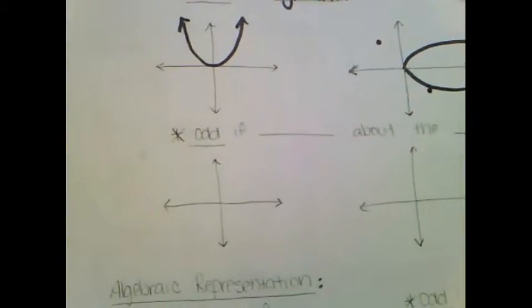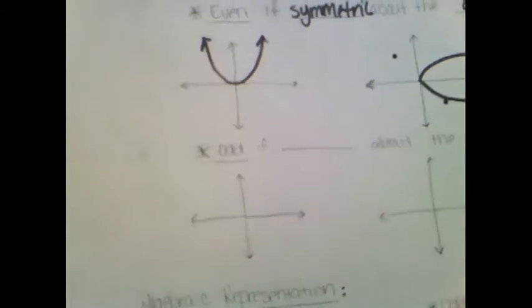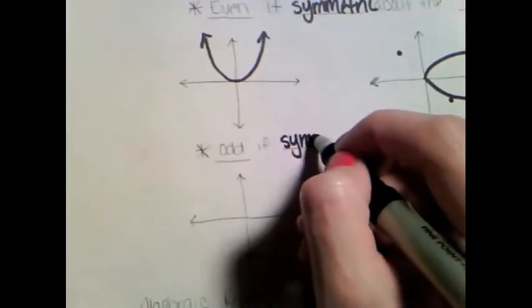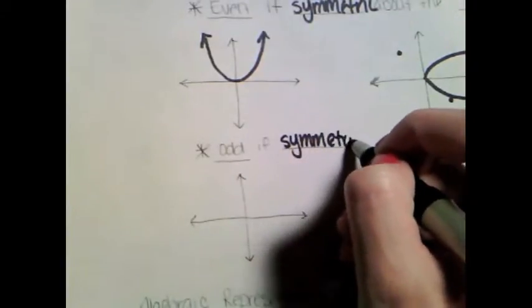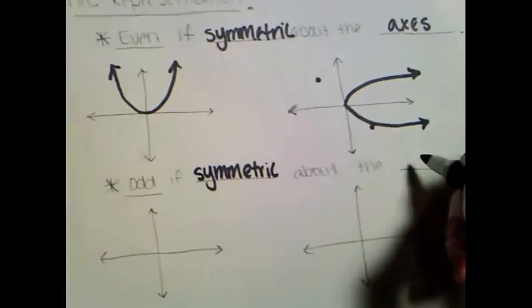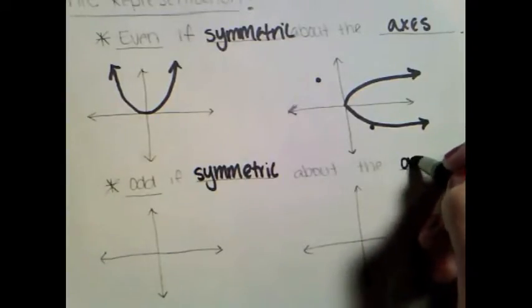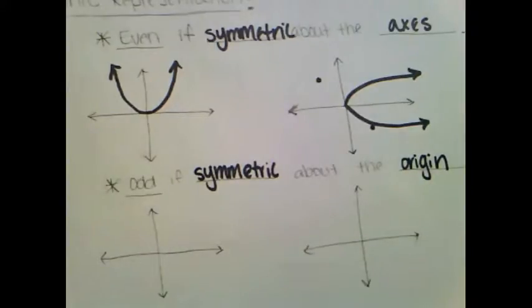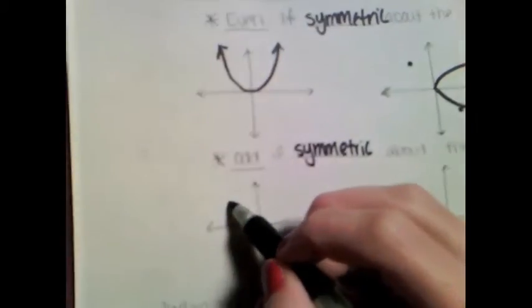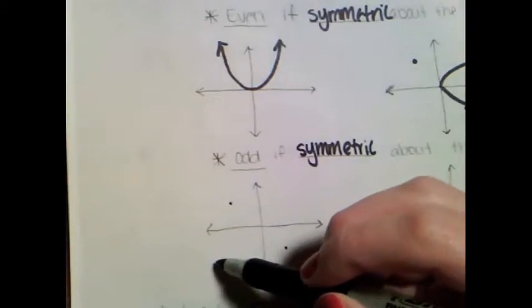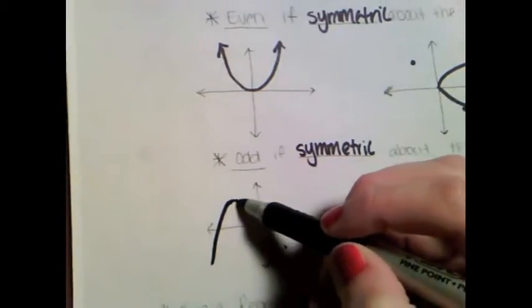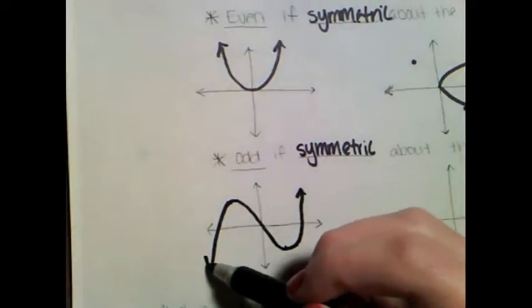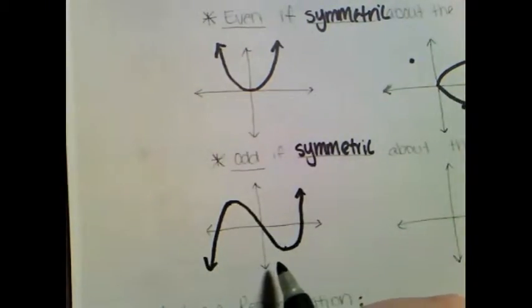Okay, a function is odd if it is symmetric about the origin, right? Remember that? Symmetric about the origin. An example of something that's symmetric about the origin.